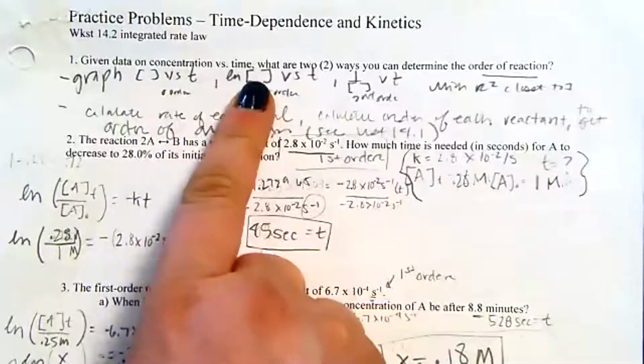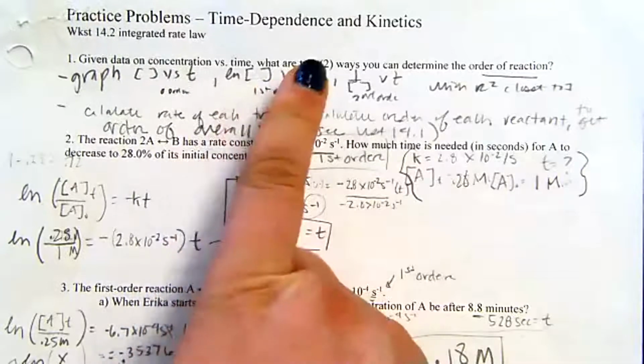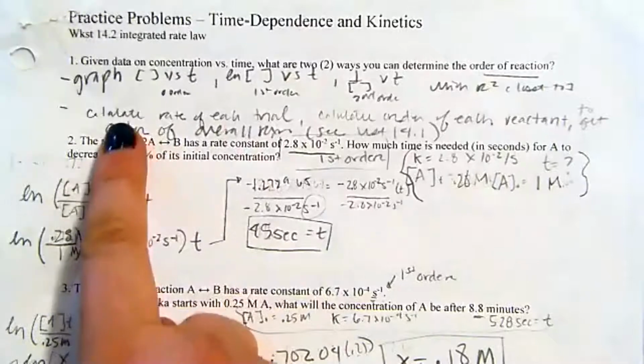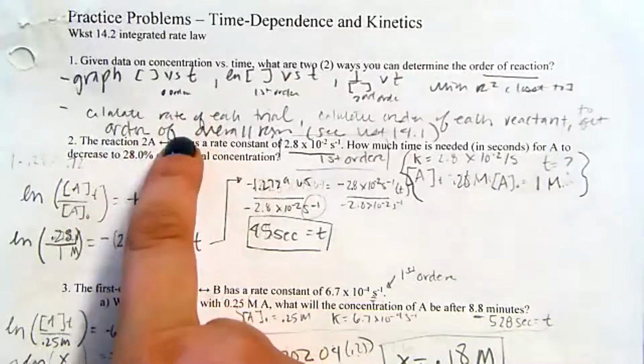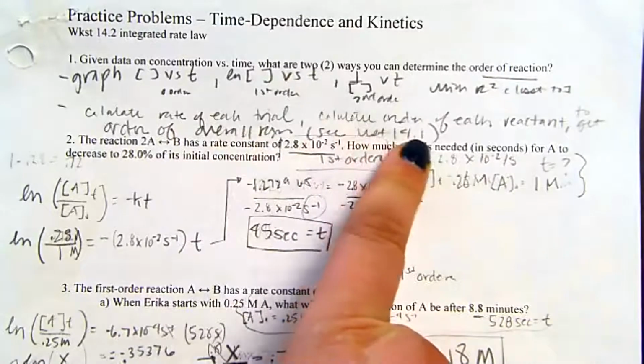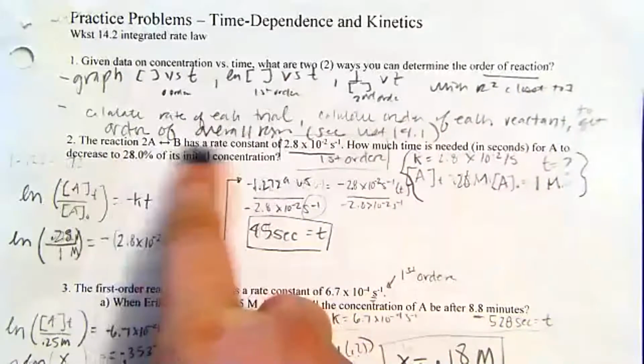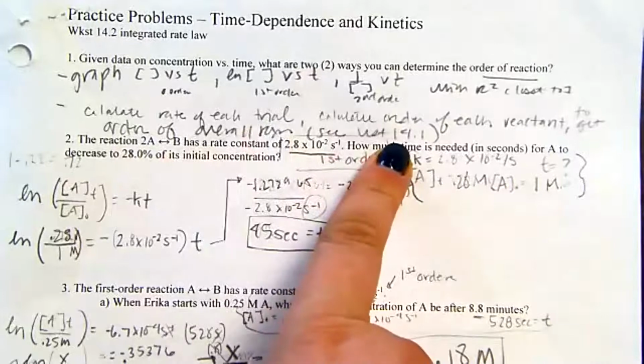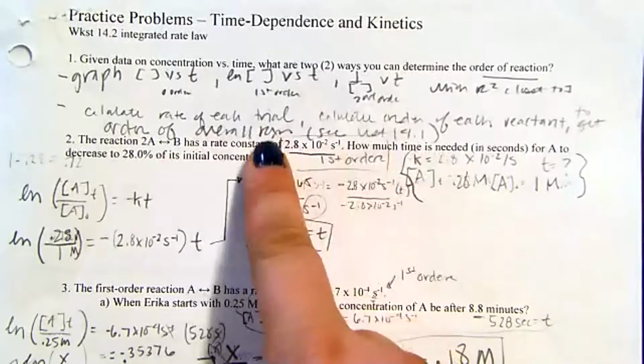On concentration and time, how can you determine the order? Well, one of them was our 14.1 worksheet, right? Calculate the rate of each trial, or calculate the rate of each reactant, to get the order overall. See worksheet 14.1, right? That's one way.